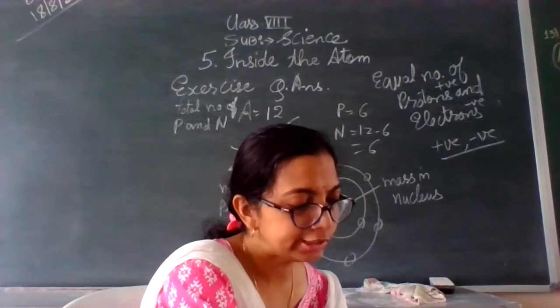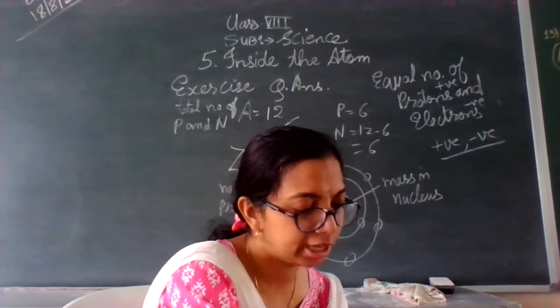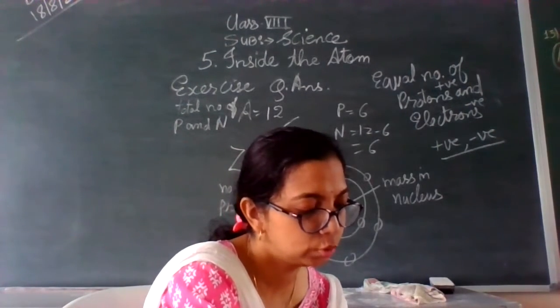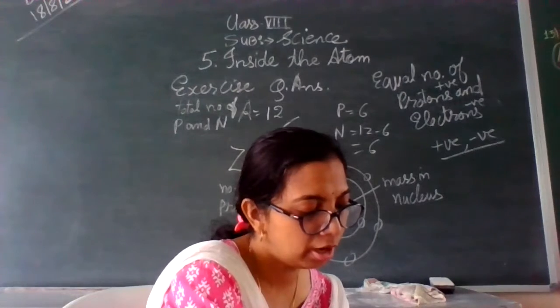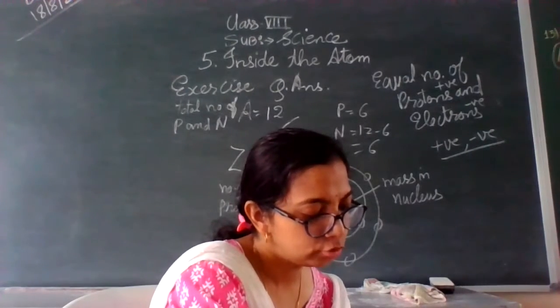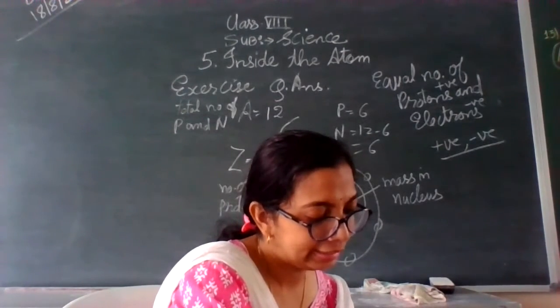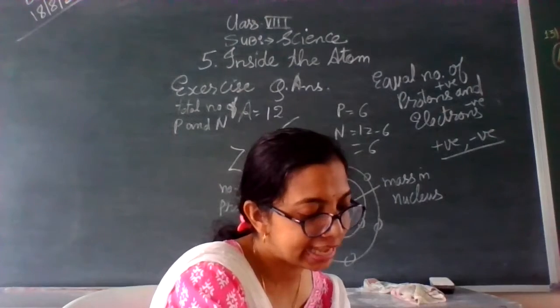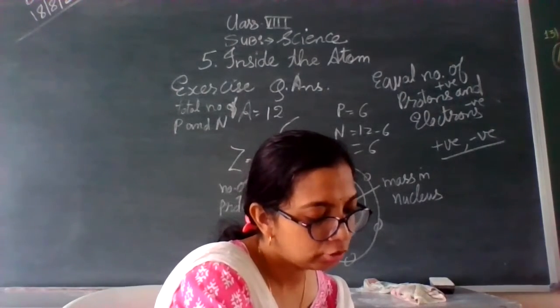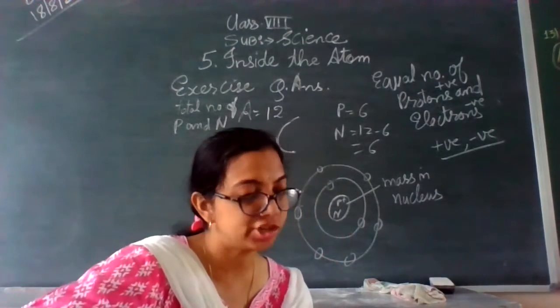Then you have to draw the diagram of the Rutherford scattering experiment. I have already sent it to you. Thomson's atomic model. And then you have to diagrammatically sketch the electronic configuration of magnesium.